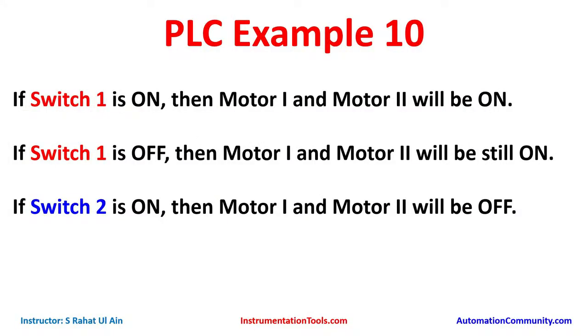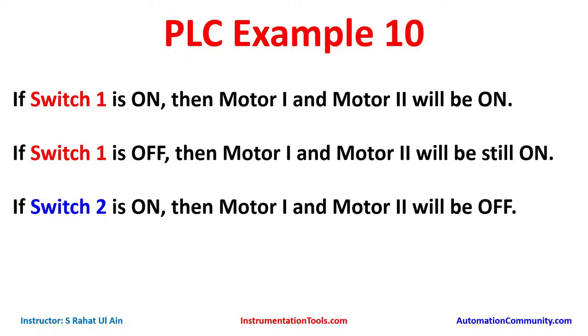If switch 1 is on, then motor 1 and motor 2 will be on. If switch 1 is off, then motor 1 and motor 2 will be still on. If switch 2 is on, then motor 1 and motor 2 will be off. So for switch 1 and switch 2 we use normally open contacts, and for motors we will use set and reset coils. So when switch 1 is turned on, motor 1 and motor 2 will be on, and when it is turned off, then motor 1 and motor 2 remain on. And then to turn them off, we are using switch 2.